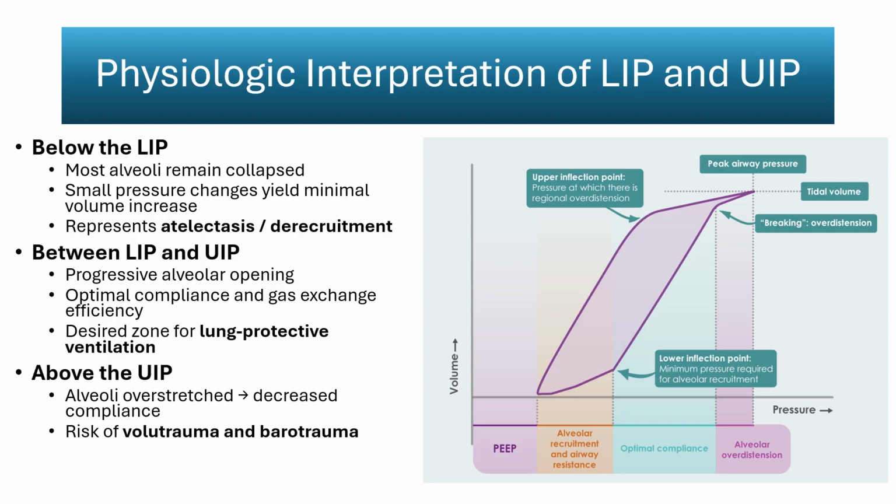Above the upper inflection point, the lung approaches its mechanical limits. Pressures beyond this region no longer produce meaningful recruitment, and compliance decreases. The curve flattens because alveoli are being stretched rather than recruited. This marks the onset of overdistension. In this region, additional pressure produces only small increases in volume, while mechanical stress on the alveolar walls rises, increasing the risk of volutrauma and barotrauma. These regions of the pressure-volume loop illustrate 3 distinct lung behaviors: collapse and derecruitment below the lower inflection point, optimal recruitment and compliance between the lower and upper inflection points, and overdistension above the upper inflection point.